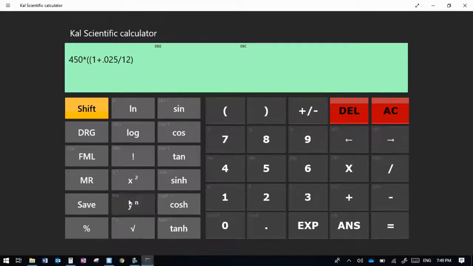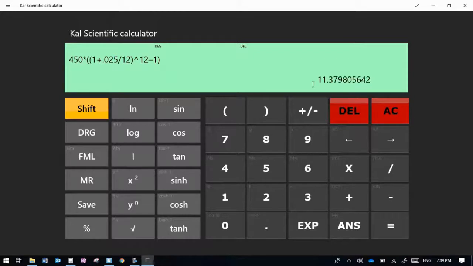My power button is right here on this calculator. It's kind of a funny looking one. Y to the power of n, to the power of 12. Take away 1, close bracket. That's the numerator of the formula, the top of the fraction. I might as well hit equals right now.